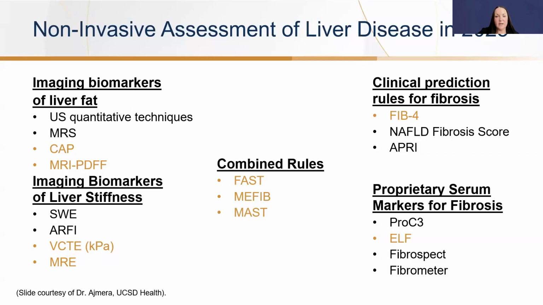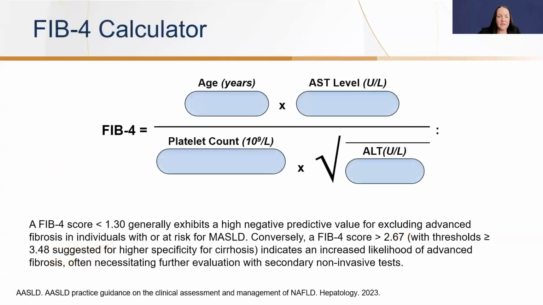We also have some combined rules that combine imaging biomarkers as well as serologic biomarkers. FAST, which stands for FibroScan and AST. You have the MEFIB, which is the MRE and FIB-4. And then you have MAST, which is MRI and AST. These are combined biomarkers to assess for hepatic fibrosis risk.